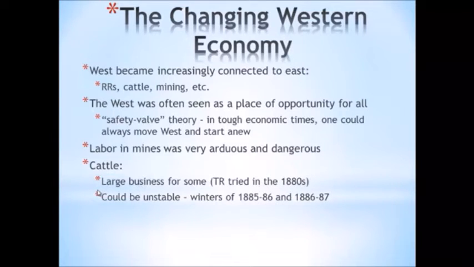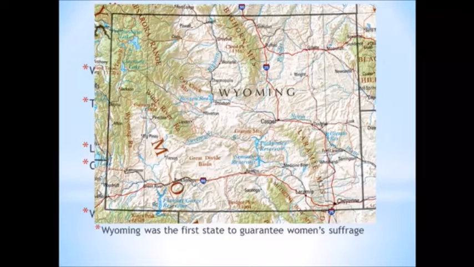The winters of 1885 to 86, and also the following year of 86 to 87, were very, very cold, and lots of people lost lots of cattle, and some people would even go bankrupt. Another important thing to know about the West is that women's suffrage was higher in the West than in the East. And Wyoming here was the first state to guarantee women's suffrage. So out West, it was actually kind of more democratic in certain areas.